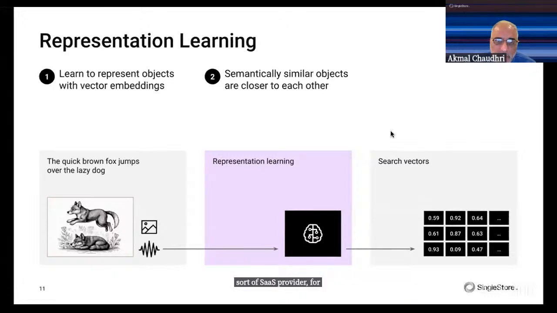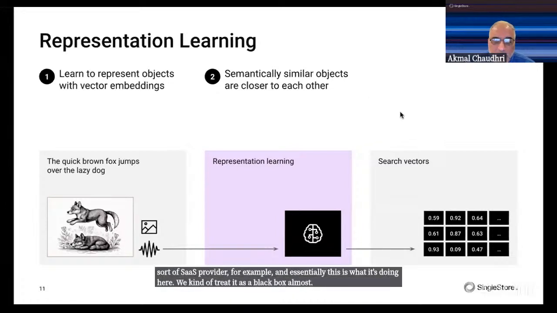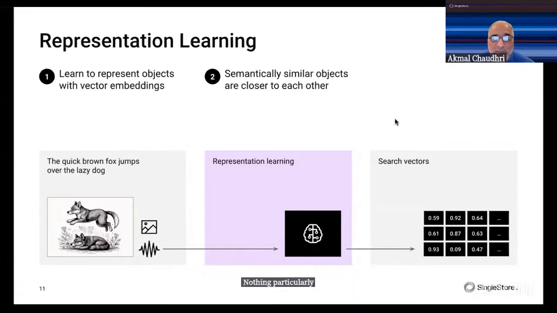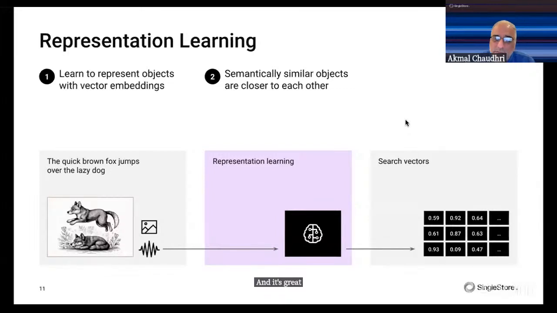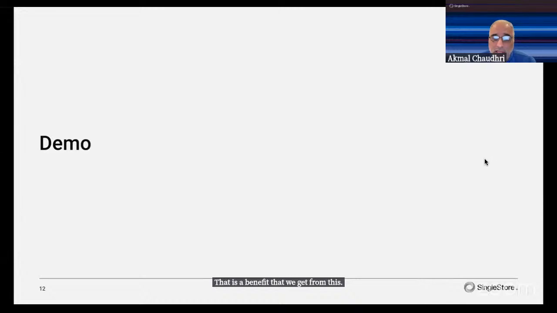And essentially, this is what it's doing here. We kind of treat it as a black box almost. Nothing particularly magical about it, but it's nice that it's able to take this representation, whatever it is on this side, and then give us a standard representation on this side, which then makes it very useful for us to be able to perform these kind of similarity searches, and it's great for RAG applications and so on. There's the benefit that we get from this. All right, and that's essentially it. So let's just go straight to the notebook.